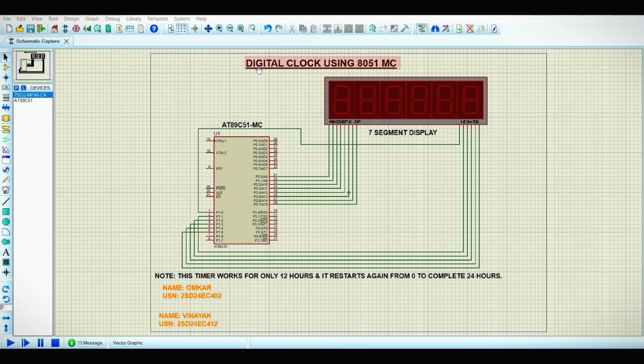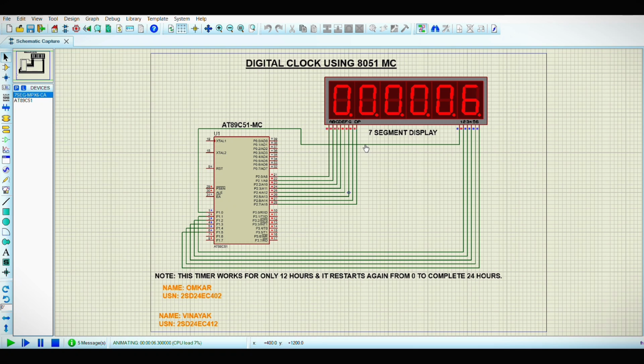Here is the Proteus simulation of the digital clock using the 8051 microcontroller, which uses the components AT89C51 microcontroller with 7-segment display. Note that this timer works only for 12 hours and it restarts again from 0 to complete 24 hours. And here is the end result of the project. While programming, we gave a delay of 130 milliseconds so that it counts 1 second.